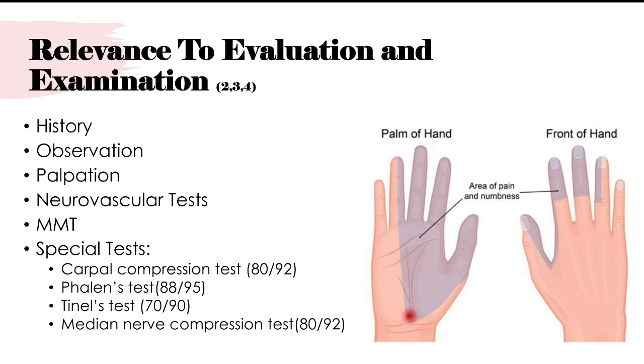Neurovascular tests should also be performed to rule out any issues there. Here, you'll focus on the patient's fingers. Manual muscle tests will be performed bilaterally to find any loss of strength in the wrist or the hand.